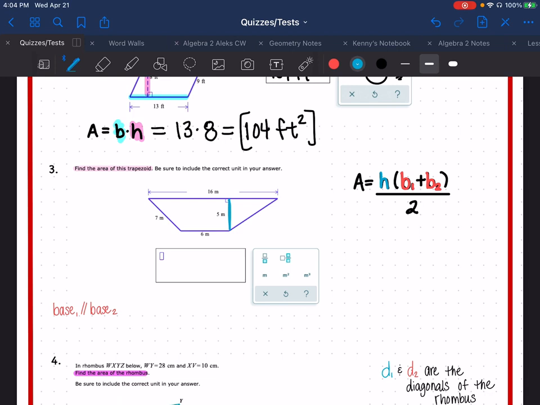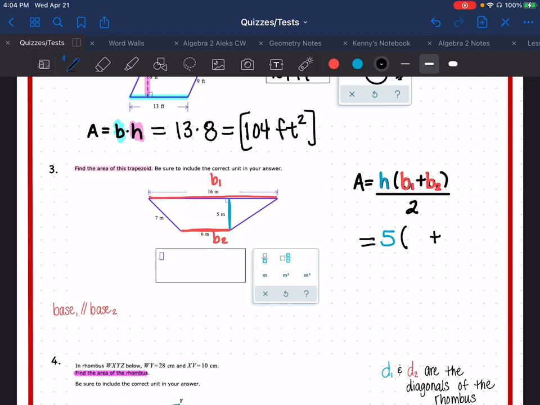Remember that base 1 and base 2 have to be the two parallel sides, plus the base has to be perpendicular to the height. So this is a base, and I'm going to go ahead and call it base 1. And so what side of the trapezoid is parallel to that? Well, it's got to be this one right here. So this is going to be my base 2. Now I can change those. I can change my base 1 and my base 2. No big deal. But here we go. The height is 5.